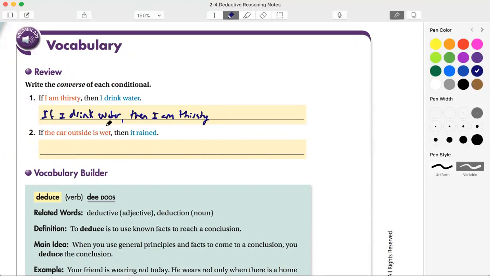All right, how about this one? If the car outside is wet, then it rained. So I would write if it rained, then the car outside is wet.